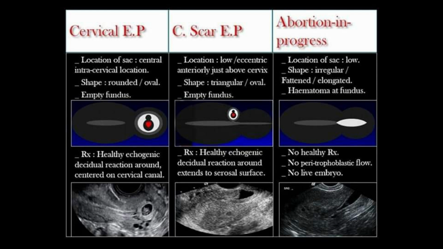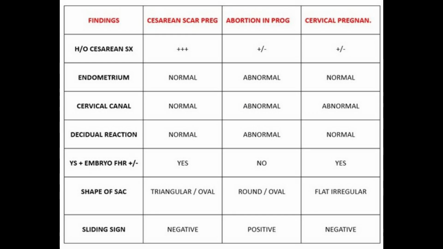But the difficulty starts when there is a previous history of Caesarean. That's the problem. Here is the sliding sign, which will be highly positive in abortion, but negative in Caesarean scar pregnancy. So what does the sliding sign mean? It will slide while we compress and move with the probe. It will be there almost 90%.